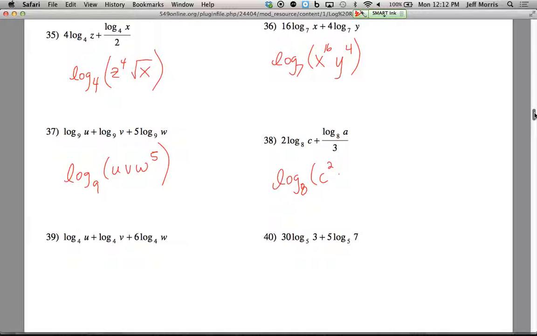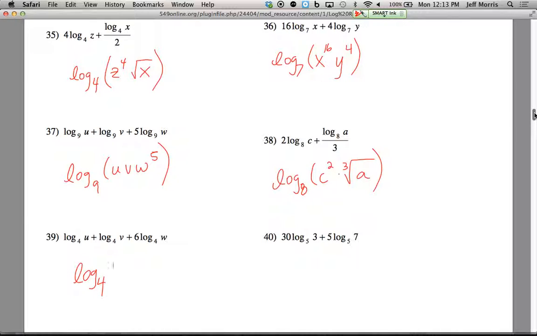A to the 1/3, or you could do what? You could do the cube root of A, or you can do A to the 1/3. I don't have a preference when you're doing it. Okay, on the AP exam, they never wanted powers, but 39, let me just finish this, let me move on.